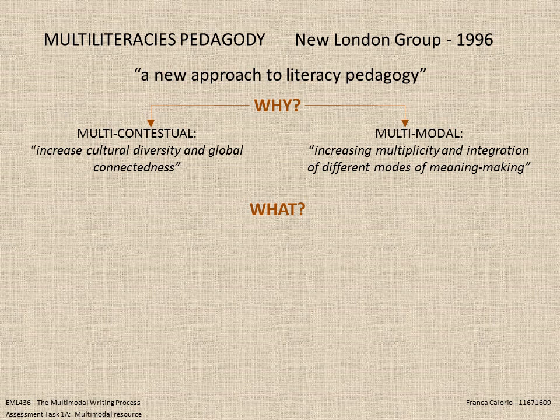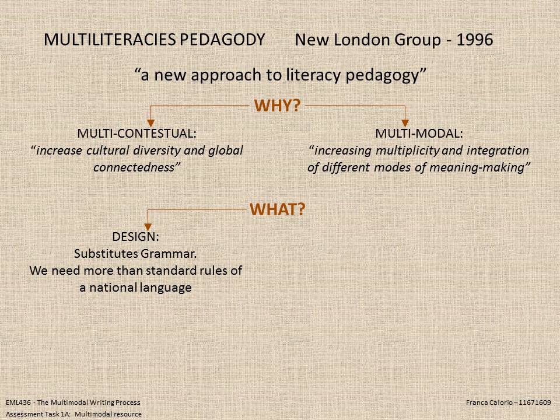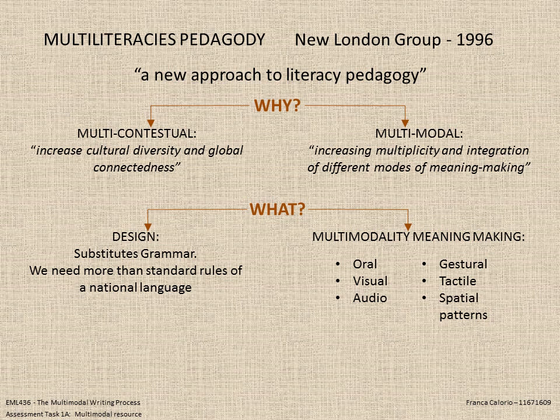In this scenario, what do students need to learn? Firstly, design, which substitutes grammar because it is no longer enough to focus solely on the standard rules of a national language. The second and consequent concept is multimodality, where written and linguistic modes of meaning interface with oral, visual, audio, gestural, tactile, and spatial patterns of meanings.